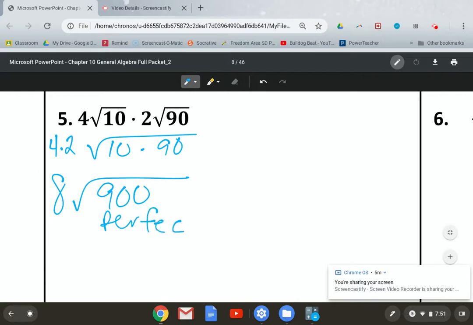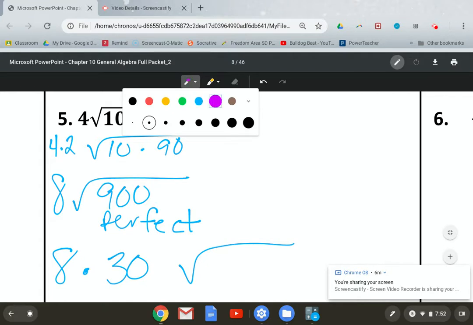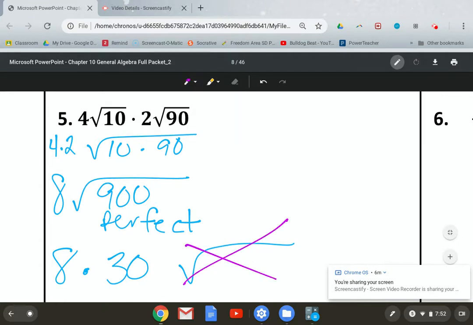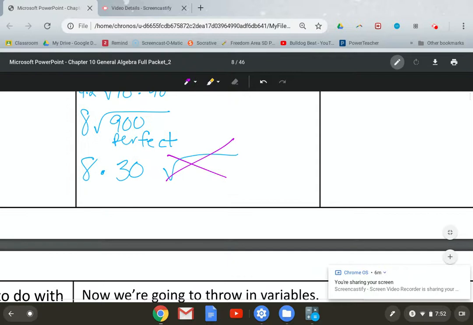Last year, I made my kids write the word perfect so they know there wasn't going to be a square root. So bring down your 8. The square root of 900 is 30. Again, some of you might be like, well, what goes inside the square root, Langeli? Absolutely nothing, because the square root of 900 is perfect. So 8 times 30, 240.